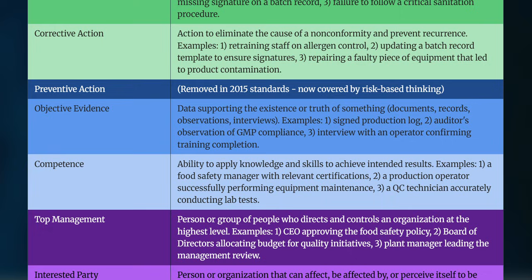Another term in management system is competence. In our context, competence means the ability to apply knowledge and skill to achieve intended results. Example of competence here, you have a food safety manager with relevant certification, or production operator successfully performing equipment maintenance, or QC technician accurately conducting lab tests. All these are called competence.